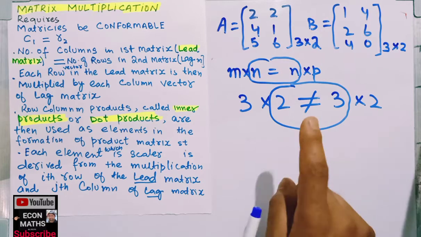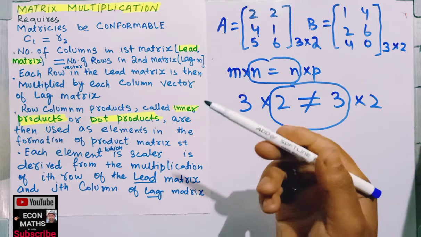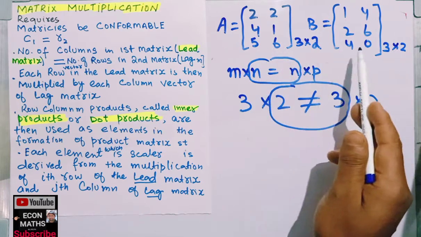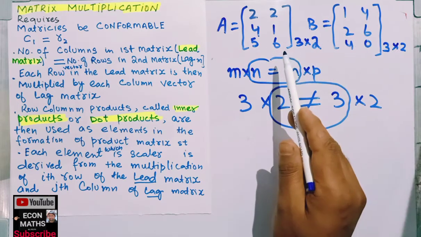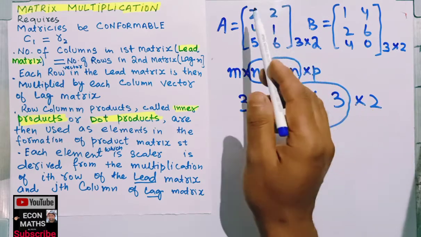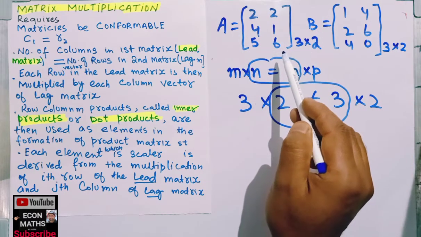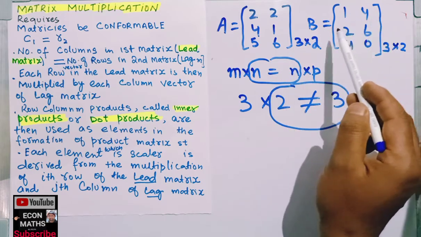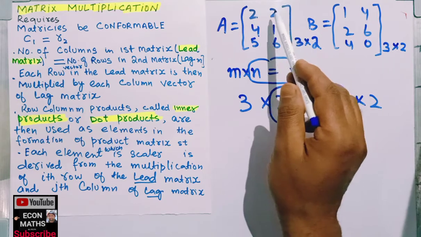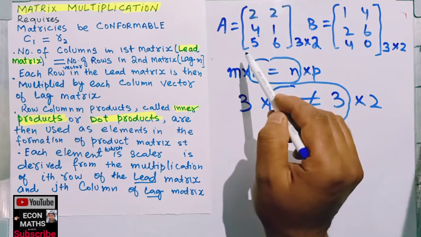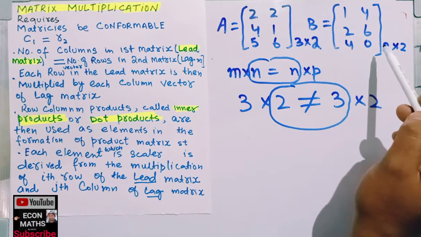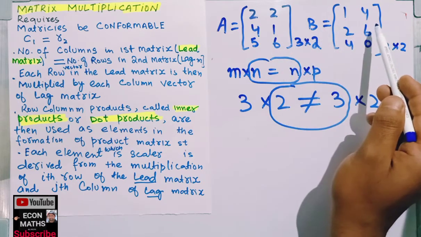So the first condition to multiply any two matrices is to see whether the two matrices are conformable or not. Conformable means the number of columns in the first matrix must be equal to the number of rows in the second matrix. Here we can see the number of columns in the first matrix is 2, but the number of rows here are 1, 2 and 3. So these two are not conformable.